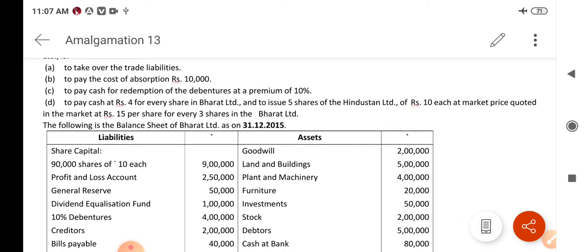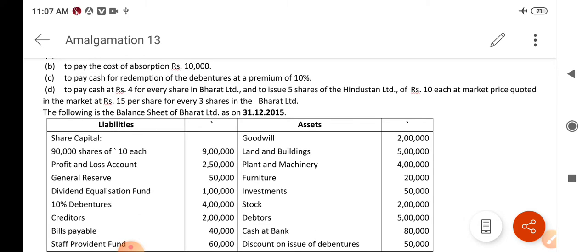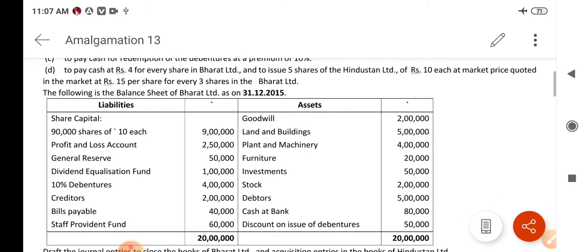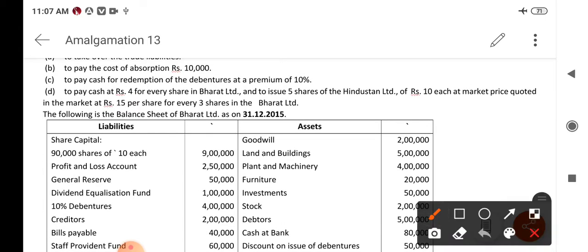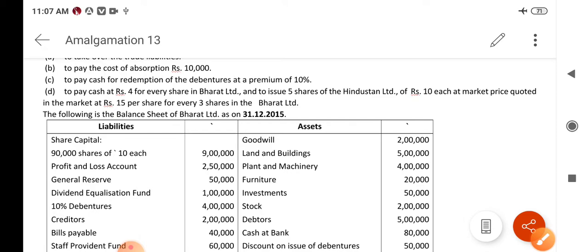Next, to pay cash at rupees 4 for every share in Bharat Limited. So this is about the settlement of purchase consideration. They pay rupees 4 for every share in Bharat Limited. What is the total number of shares possessed by Bharat Limited? Total number of shares 90,000. So 90,000 into 4, how much is it? 3,60,000 will be paid in the form of cash.